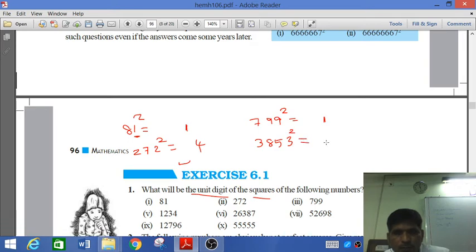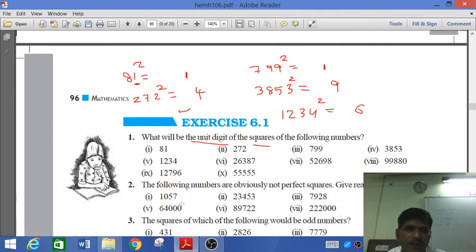3 square is 9, so the unit place is 9. Then 4 square is 16, so the unit place is 6. That way you have to answer it.